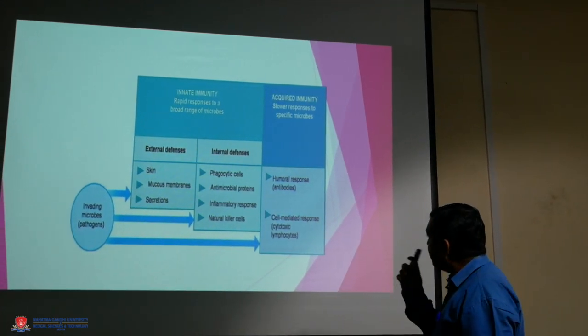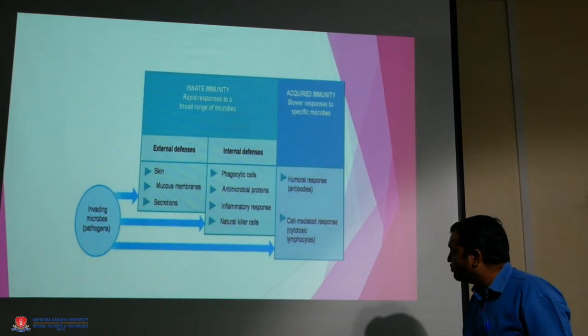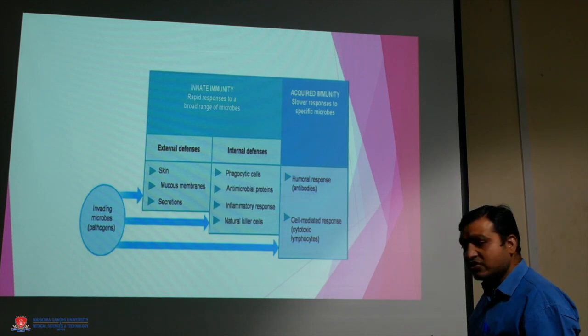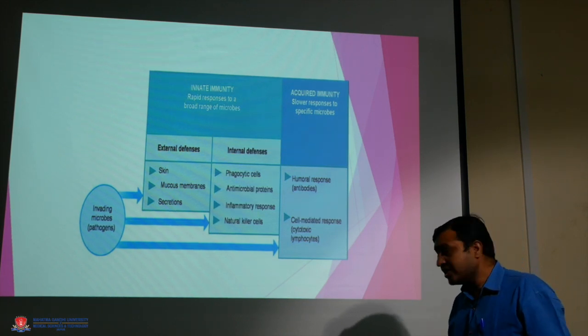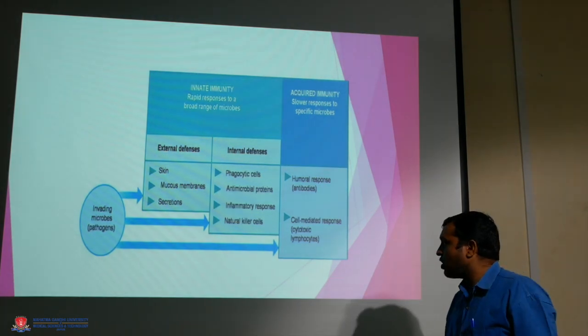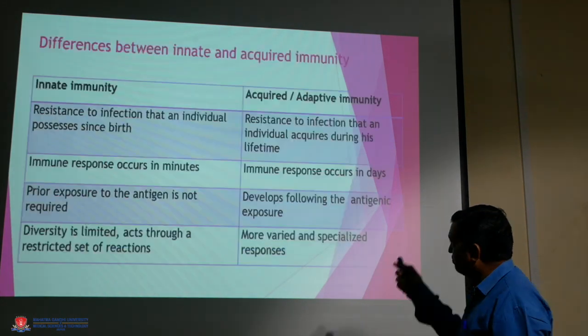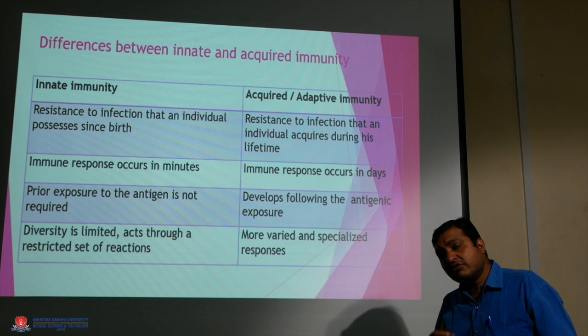Second, acquired immunity: slower response to specific microbes. They are the humoral response, also known as the antibodies, and second, the cell mediated response, which involves cytotoxic lymphocytes. Now, between innate and acquired immunity.